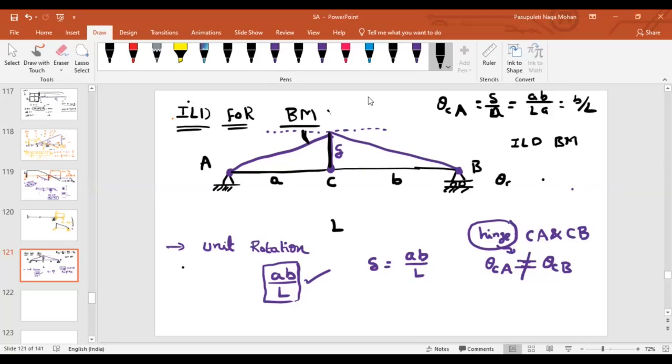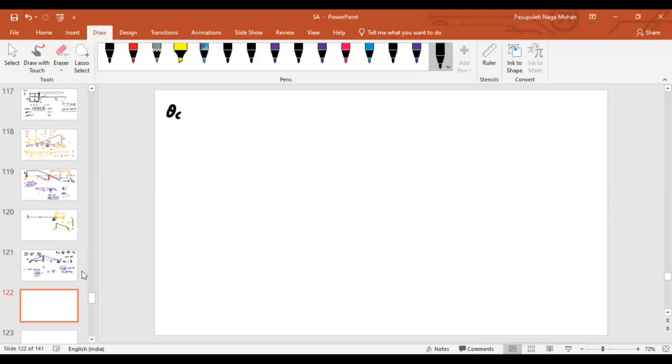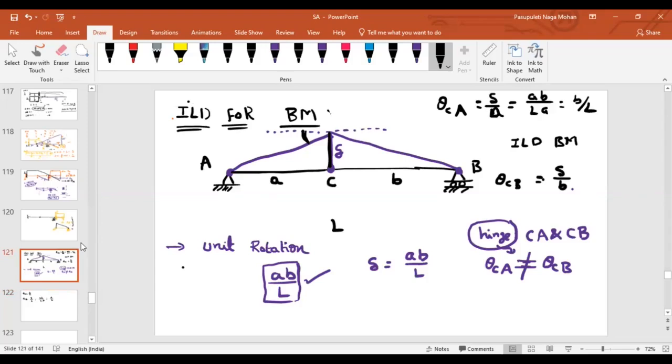Similarly, what about the slope of CB? Delta. What about the horizontal distance? B. Delta by B. If I solve this, how much will I get? Theta CA, I am getting it as B by L. Theta CB, that I am getting as delta by B, that will be equal to AB by L by B. B gets cancelled. A by L, right? Member CB is rotated in clockwise direction. Member CA is rotated in anti-clockwise direction.